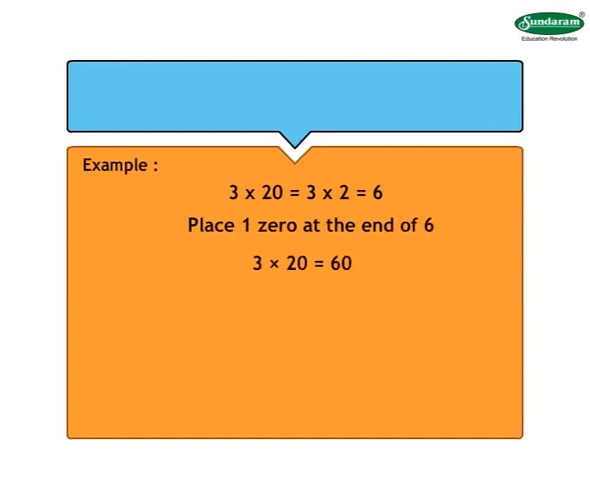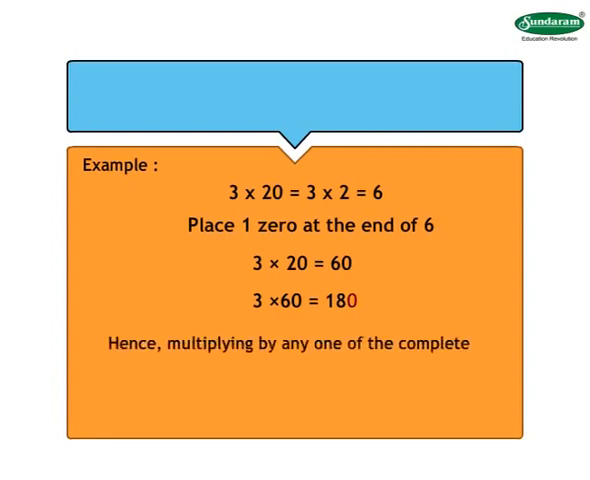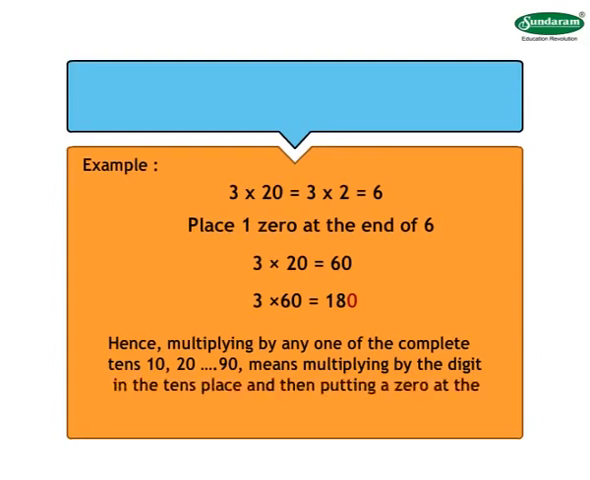In the same way, 3 into 60 is equal to 180. That is, 3 into 6 is equal to 18. Place the 0 at the end of the product 18 obtained. Hence, multiplying by any one of the complete tens, 10, 20, 90, etc., means multiplying by the digit in the tens place and then putting a 0 at the end of the product obtained.